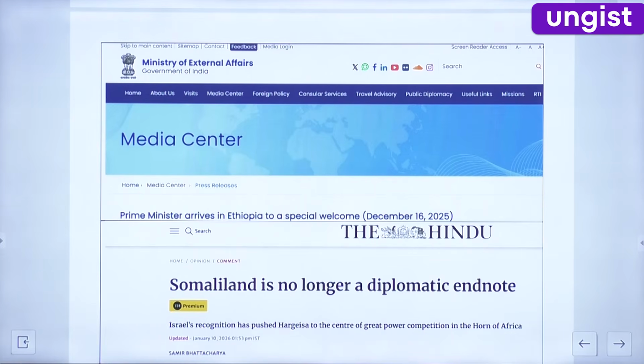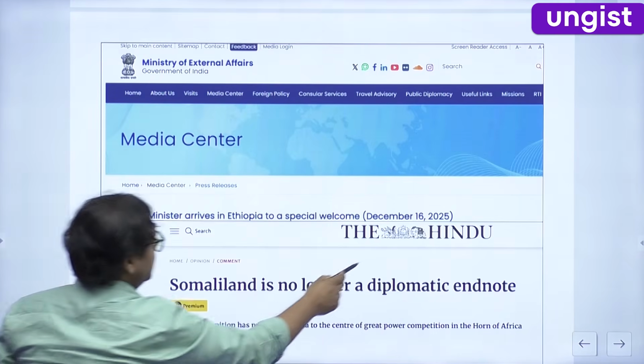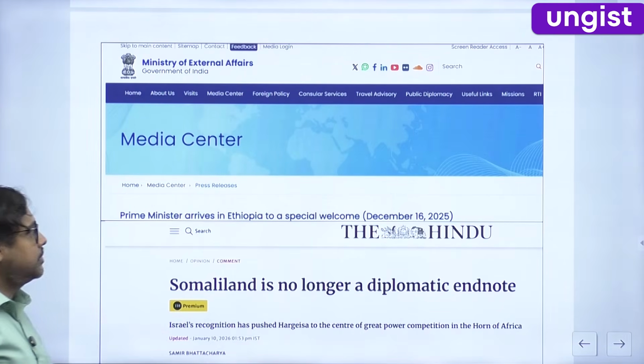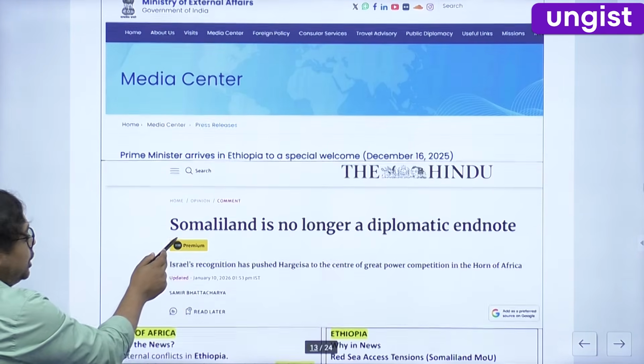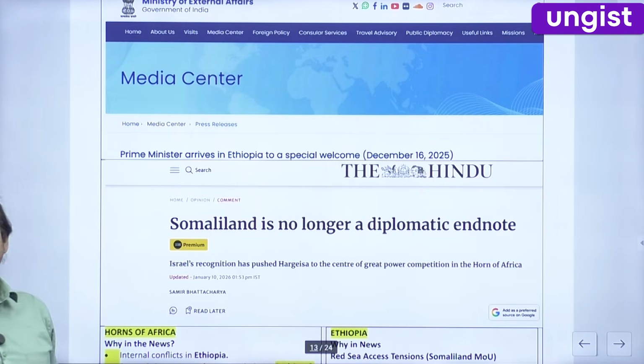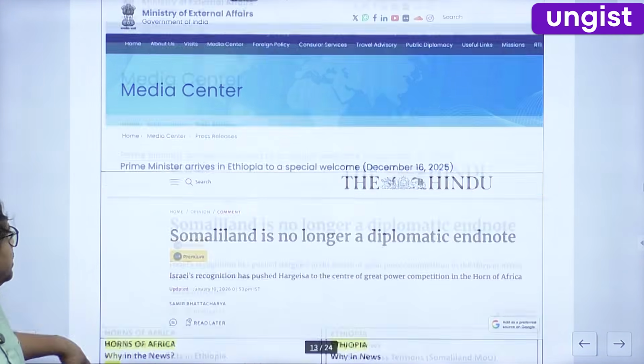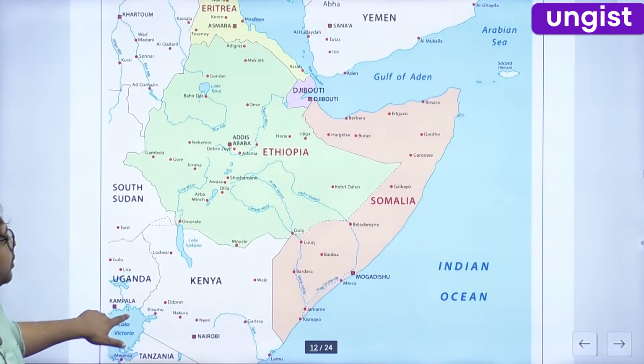Prime Minister of India visited Ethiopia. When did he visit? Very recently, right? And this is not the only news. Another major news is this: Somaliland. Did you see any Somaliland in that picture? Did you see any Somaliland? Is there any Somaliland here?